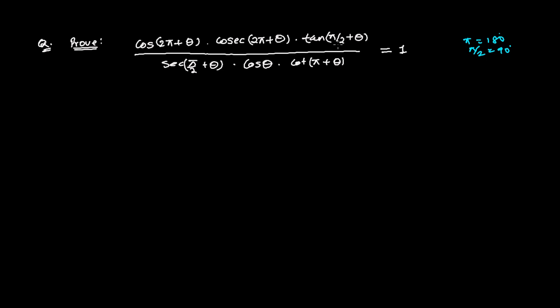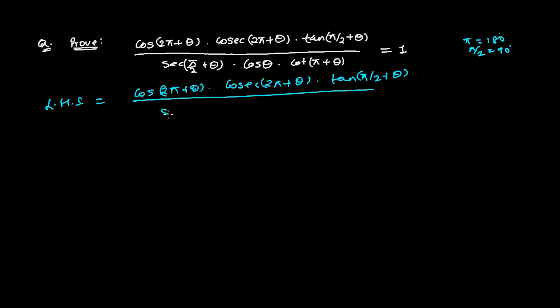So pi by 2, that's going to be 90 plus theta. And this is 180 plus theta. Like that it is. So let's start. Let's write first the left hand side. Our left hand side is cos(2pi plus theta) times cosec(2pi plus theta), and then times tan(pi by 2 plus theta), and then the whole divided by sec(pi by 2 plus theta). Then times cos theta times cot(pi plus theta).